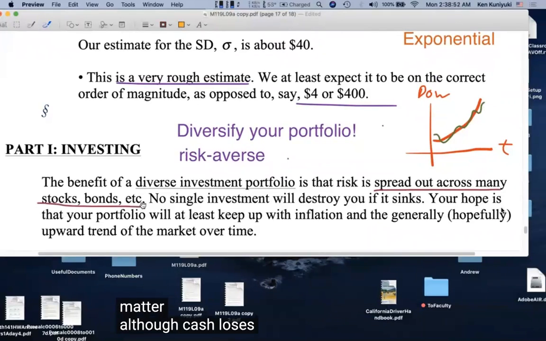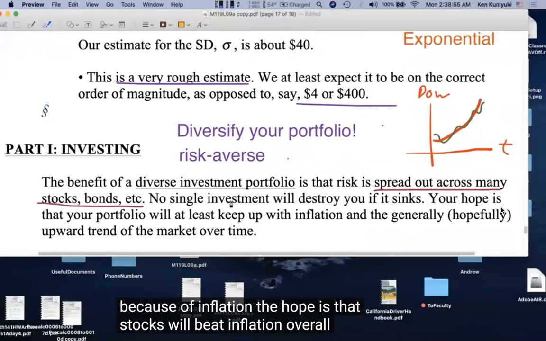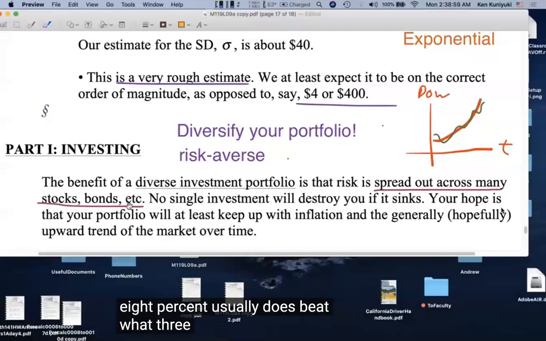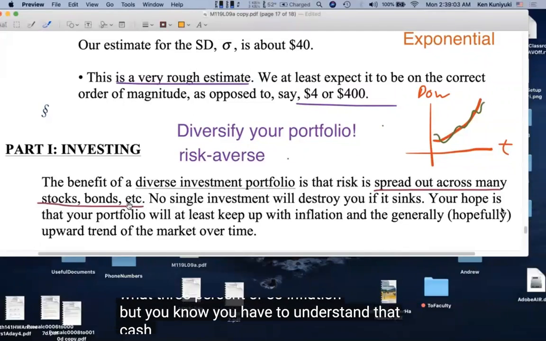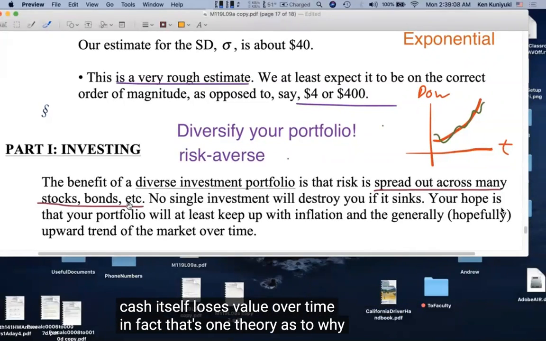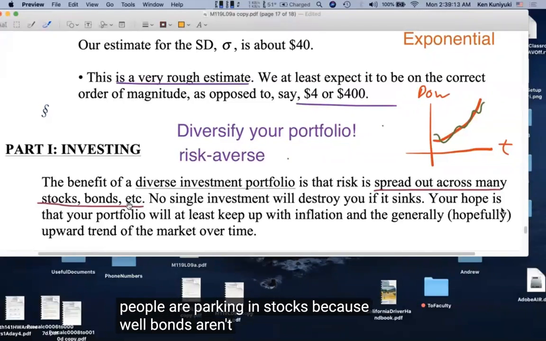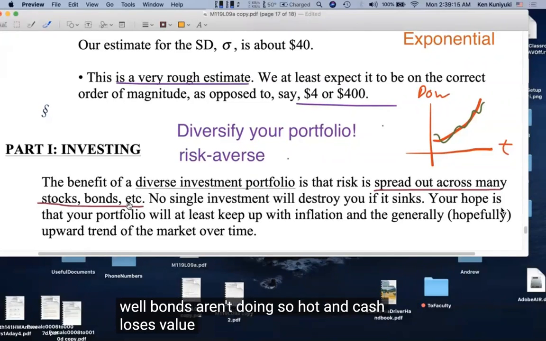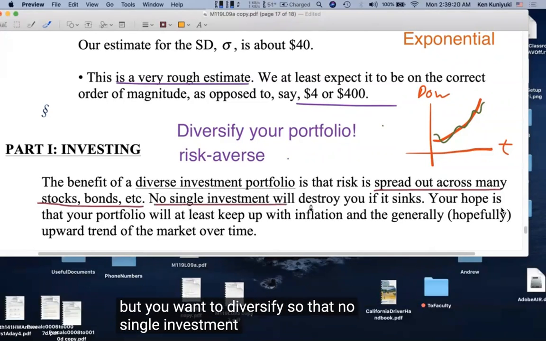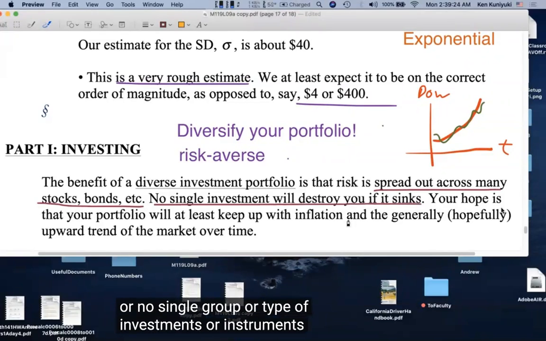Although cash loses value over time because of inflation, the hope is that stocks will beat inflation overall, right? 8% usually does beat, what, 3% or so inflation? But you have to understand that cash itself loses value over time. In fact, that's one theory as to why in the times of coronavirus, people are parking in stocks because bonds aren't doing so hot and cash loses value inevitably. But you want to diversify so that no single investment will destroy you if it sinks, or no single group or type of investments or instruments.